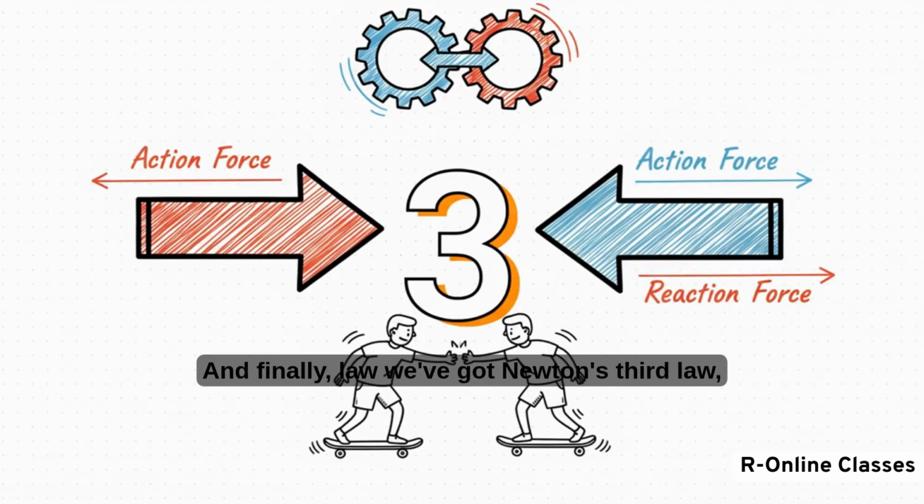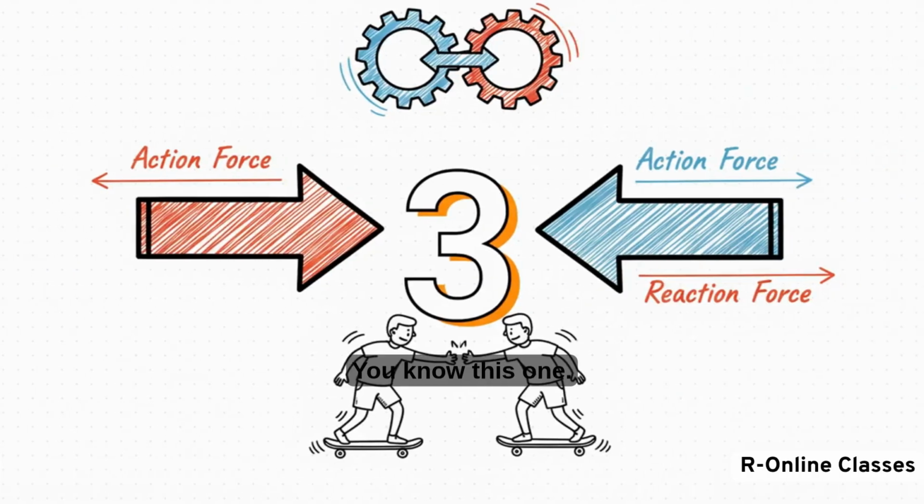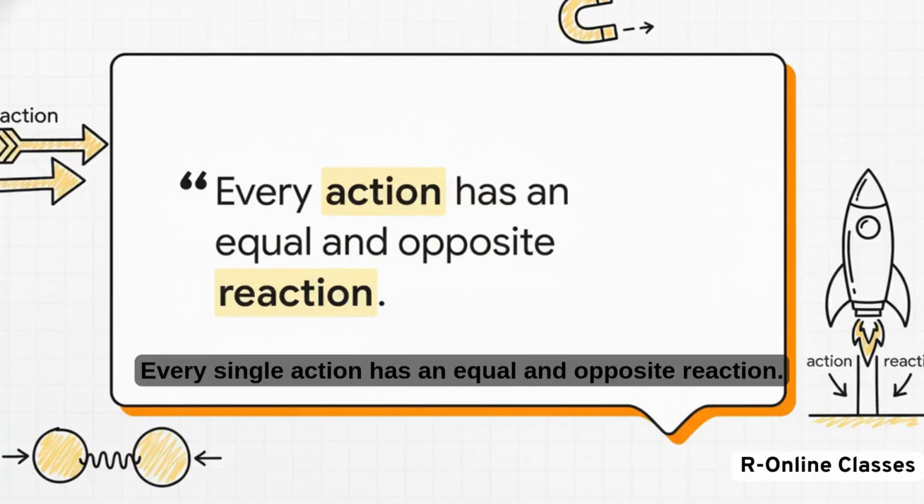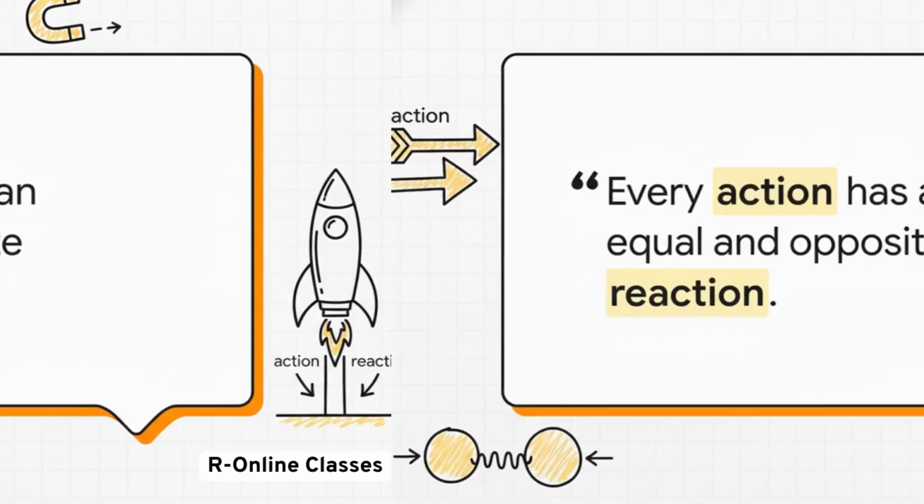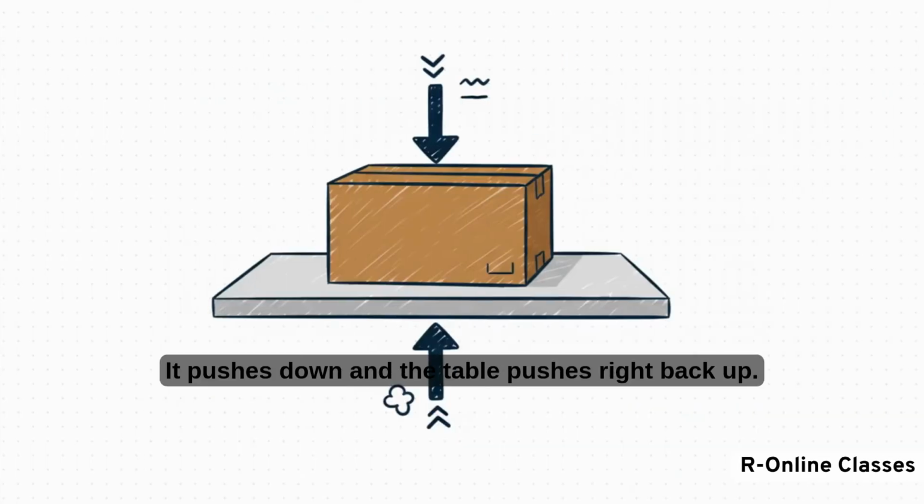And finally, we've got Newton's third law, which is all about things coming in pairs. You know this one. Every single action has an equal and opposite reaction. No exceptions. Think about a box on a table. It pushes down, and the table pushes right back up.